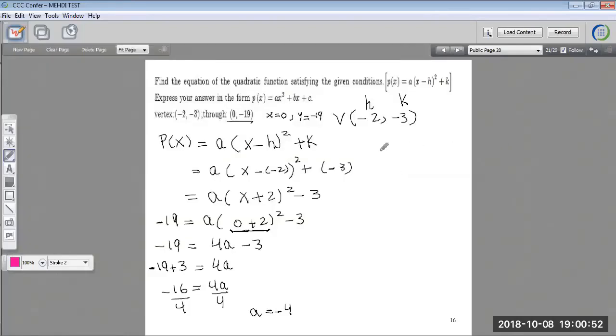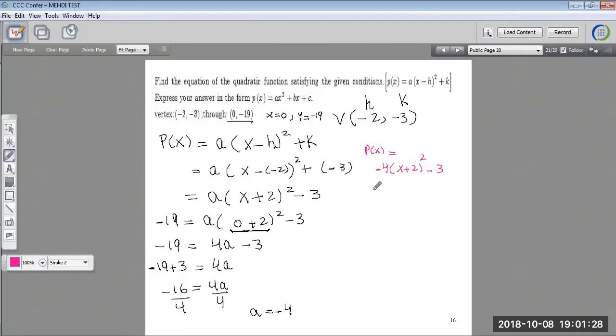So let's write down our equation. P of x then must be equal to, now I know my a is equal to minus 4. That would be minus 4 times (x plus 2) squared minus 3.